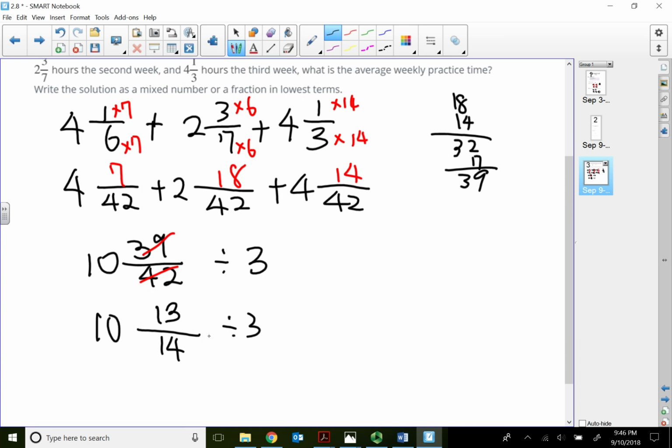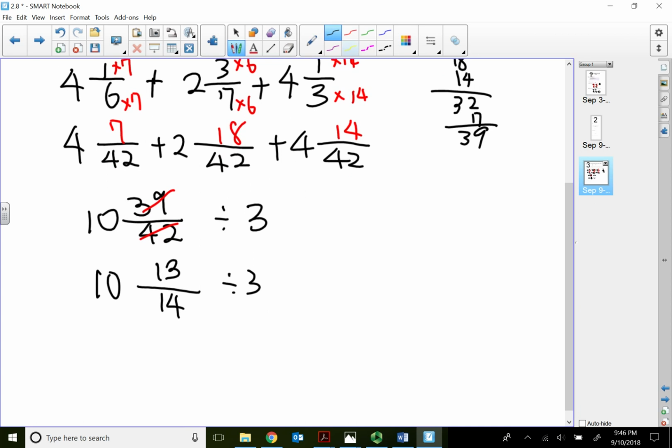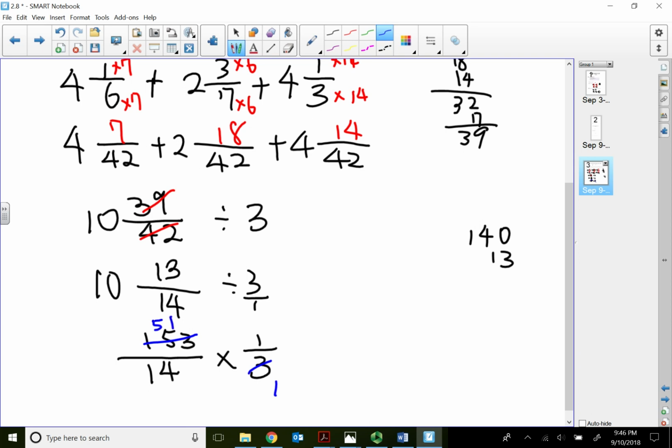All right, division of a mixed number. First thing we do is convert into an improper fraction. 14 times 10 is 140, plus 13, which gives 153. Divided by 3 over 1, division of a fraction means times the reciprocal, which is 1/3. It just happens that the 153 on top and the 3 on the bottom can be reduced into 51 and 1. 3 going into 15, 5 times, 3 going into 3, 1 time. So my final answer is 51 over 14.